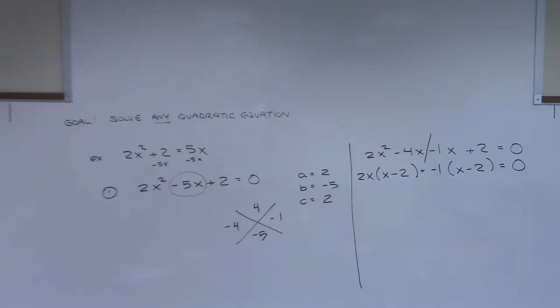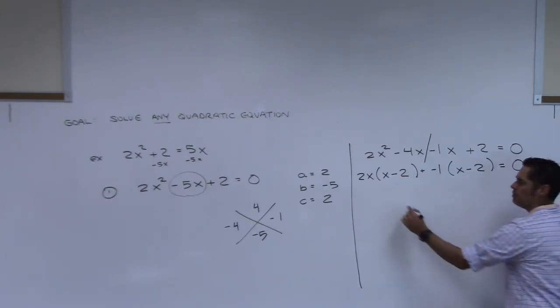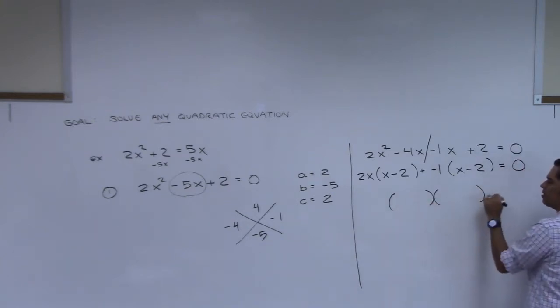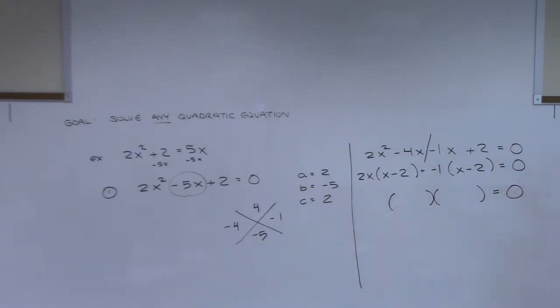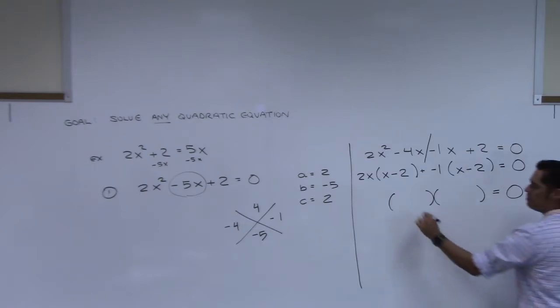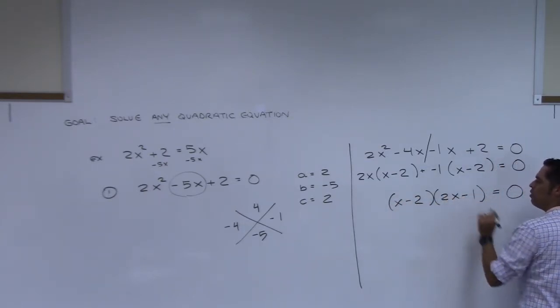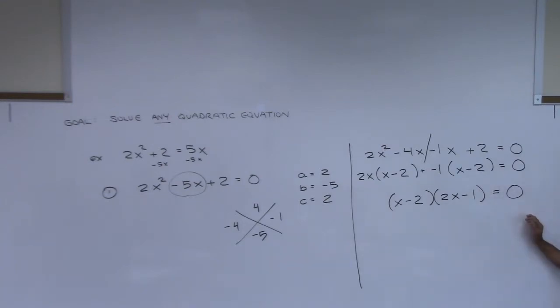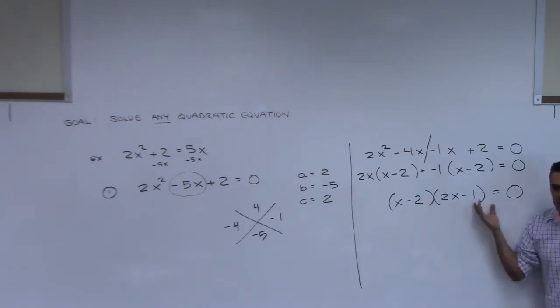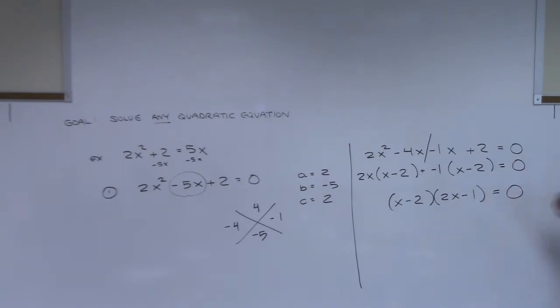What's the next line I can write at this point? Since these match, it's going to turn into the two things, like that: x minus 2 and 2x minus 1. So once we're here, we have factored it, right? What do we do at this point? This is what last class was about.